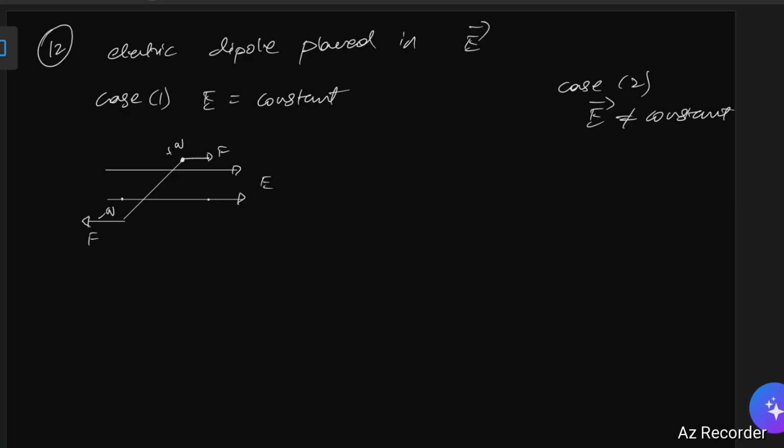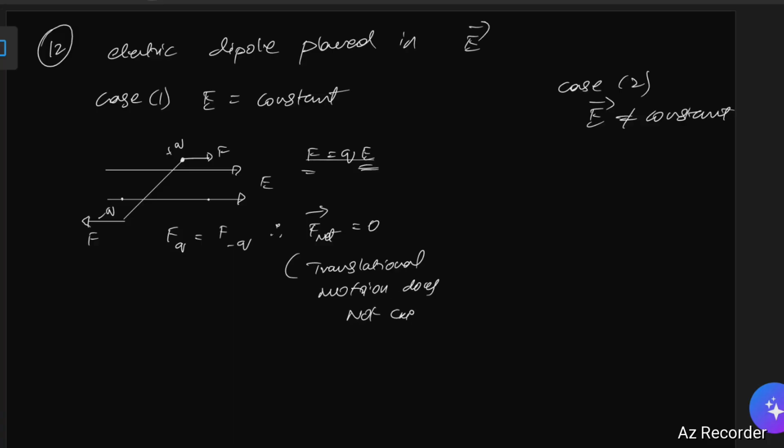Now the magnitude of the force is the same, so the force acting on plus q is equal to the force acting on minus q. Why is this? Because the electric field is the same. We already know that F is equal to q into E, and since E is constant, F is also constant. So therefore the net force acting is 0 because the forces are the same. So since the net force is 0, we can say translational motion does not exist.